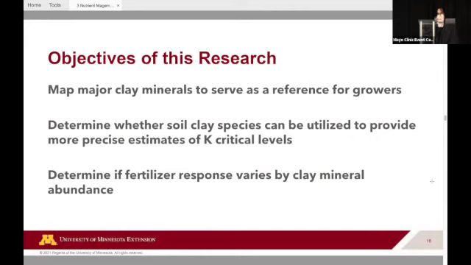So what we want to do with this research project is really to map out our different clay minerals for growers to reference should we get recommendations updated for specific types of clays. We want to look at the clay species specifically and see if we can optimize our K critical levels, and then also determine if our fertilizer response is different based on the clay mineral abundance.